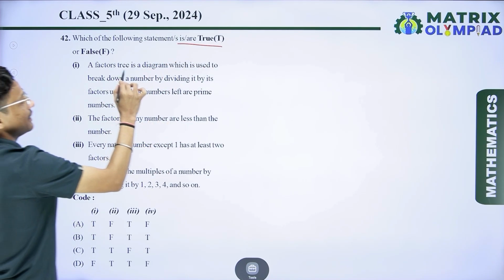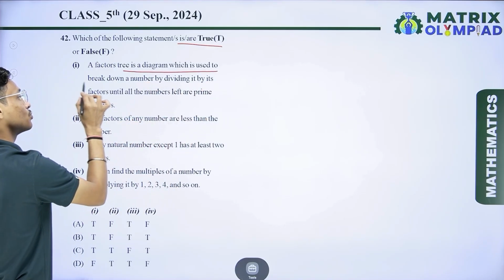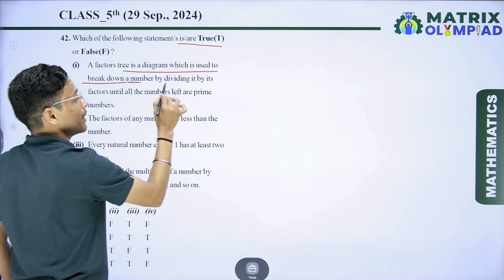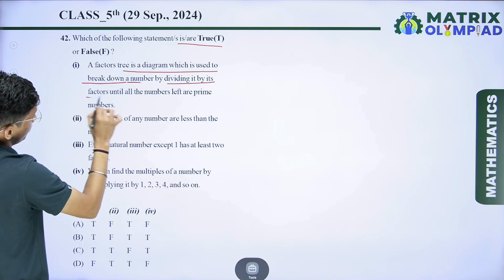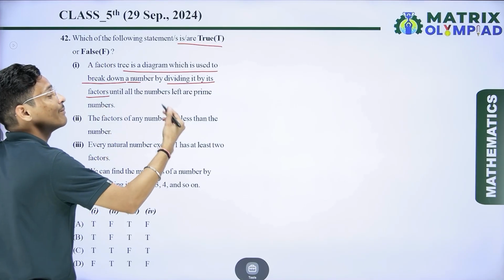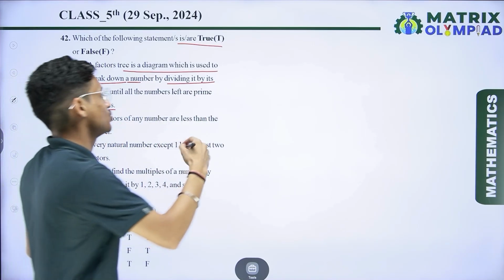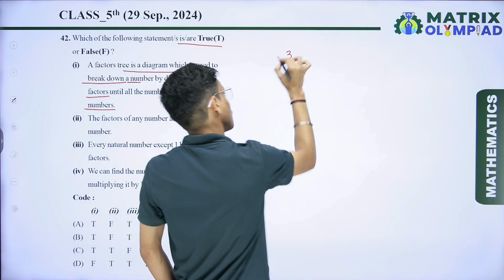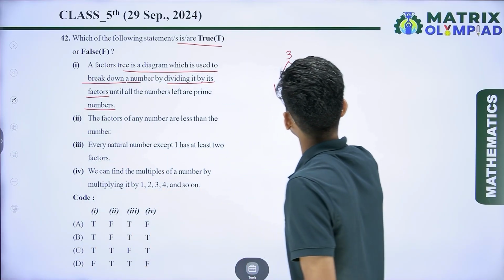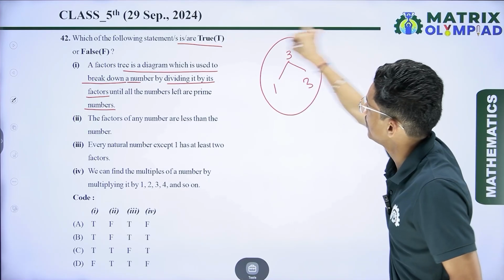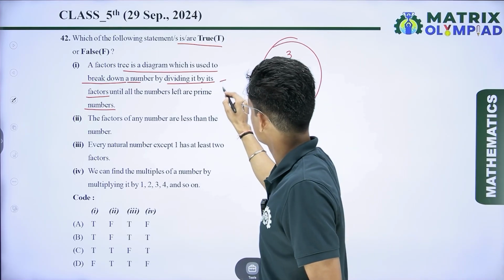A factor tree is a diagram which is used to break down a number by dividing it by its factors until all the numbers left are prime numbers. So let's assume a prime number, that is 3. If I factor, then I get 1 and 3. That is called a factor tree. So this one is a true statement.